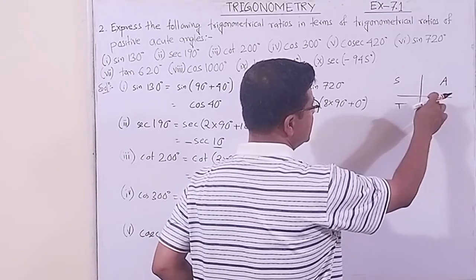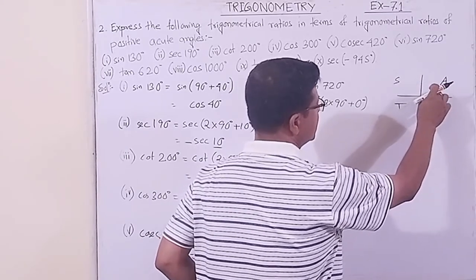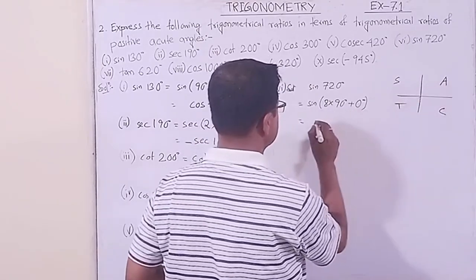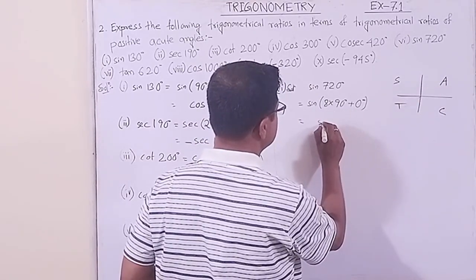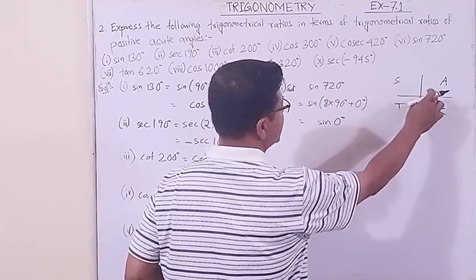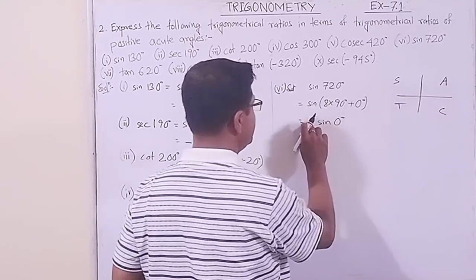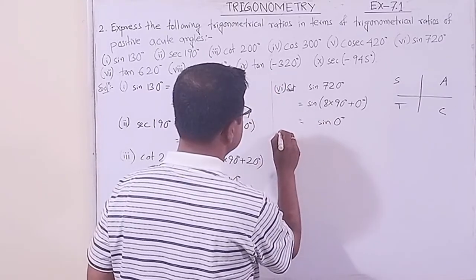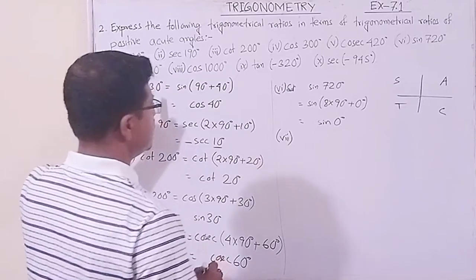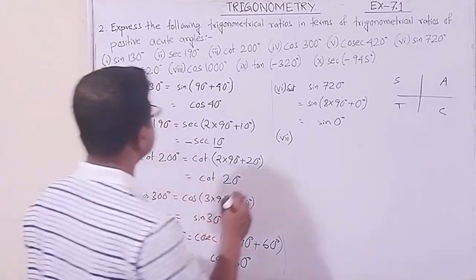If you give 2 rotations, we come here again, then plus 0 degree. So here. Okay, so that is in the first quadrant. So this is, first of all, an even multiple, so directly sine of 0 degree, and as it is in the first quadrant, this is going to be positive, right? 6 done. Number 7.